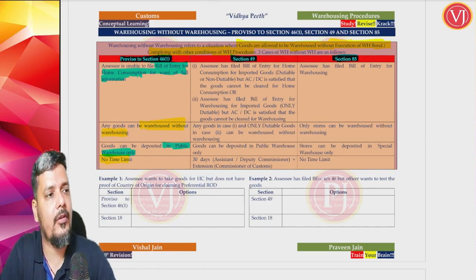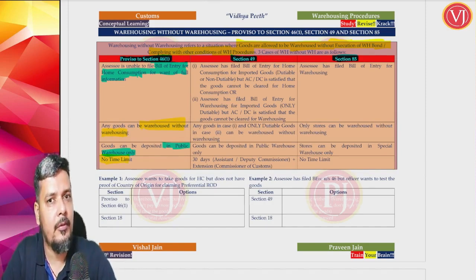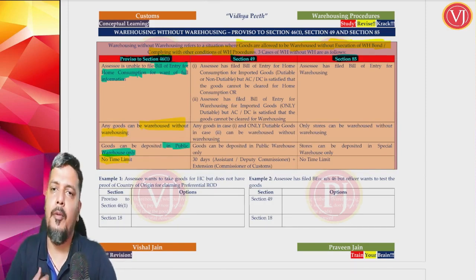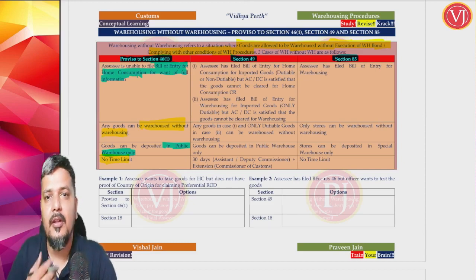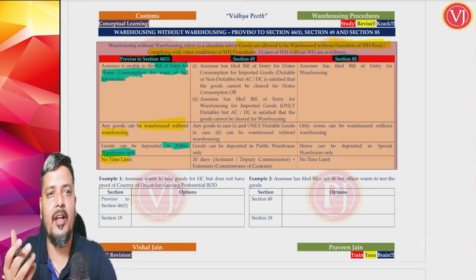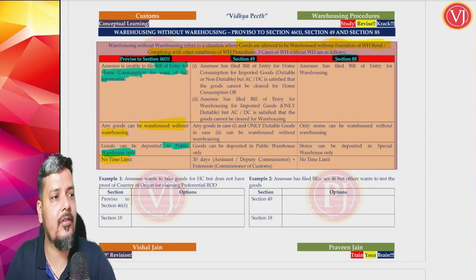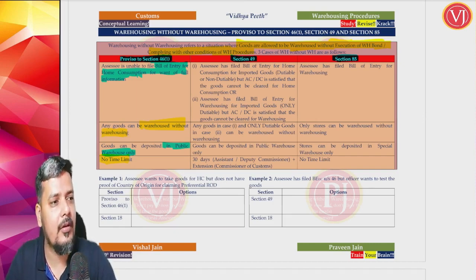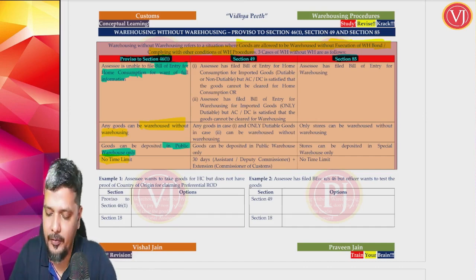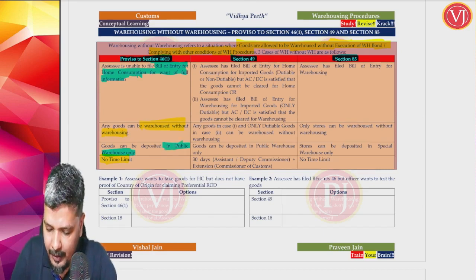So what is proviso to section 46(1)? Particular situation where an importer wants to take the goods for home consumption, but certain information is not available. Say for example, certificate of country of origin is not available. So he is not able to clear it. Therefore, what he does, he is taking the goods to warehouse. But which warehouse? Only public warehouse. No time limit.